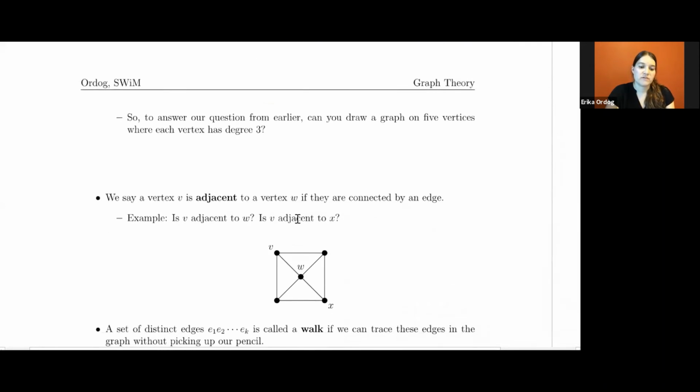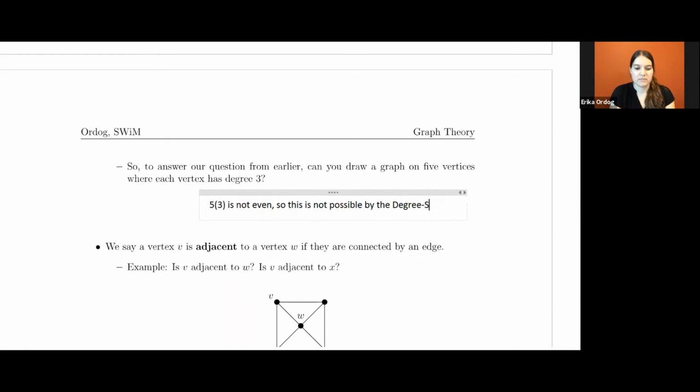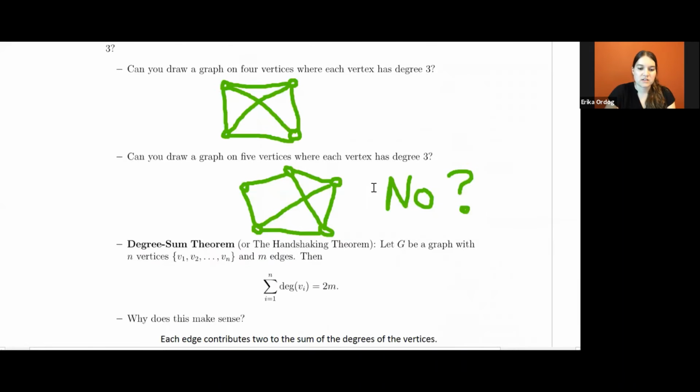So to answer our question from earlier, can you draw a graph on 5 vertices where each vertex has degree 3? The answer is no by what we just said, and also if we plug into the degree sum theorem, what's the sum of all the degrees of the vertices? It's 5 times 3, but that has to be equal to 2m. It has to be an even number. So 5 times 3 is 15. It's not even, so this is not possible by the degree sum theorem. So that's a way of proving that the answer to this question is no.